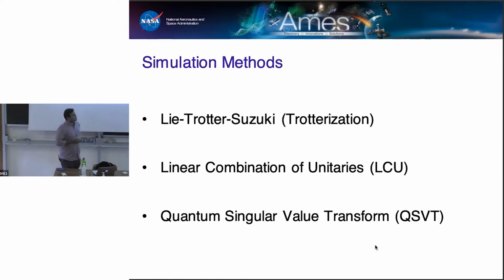And the methods that I will discuss today are the Lee-Trotter-Suzuki method, which often goes by the name of Trotterization for short, the linear combination of unitaries method, or LCU, and the quantum singular value transform, or QSVT, which is a somewhat recent development, but I just wanted to introduce you to that as well.